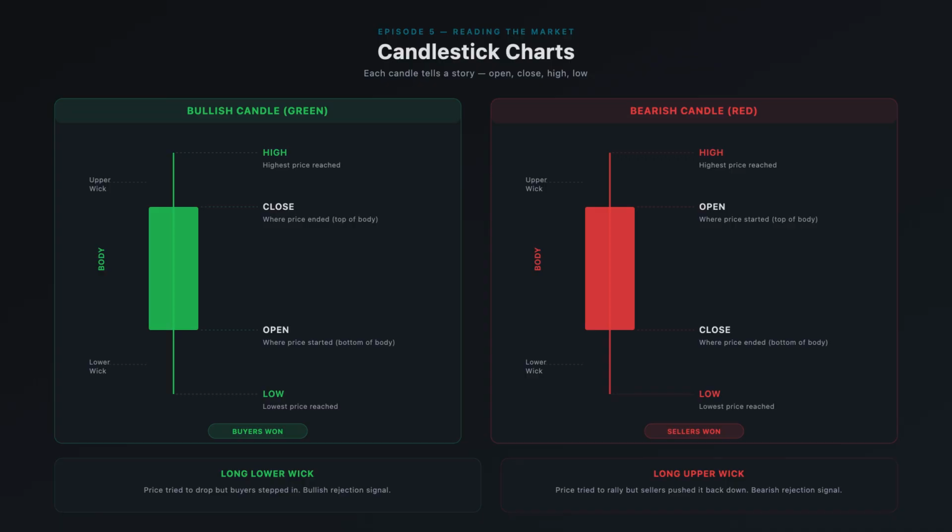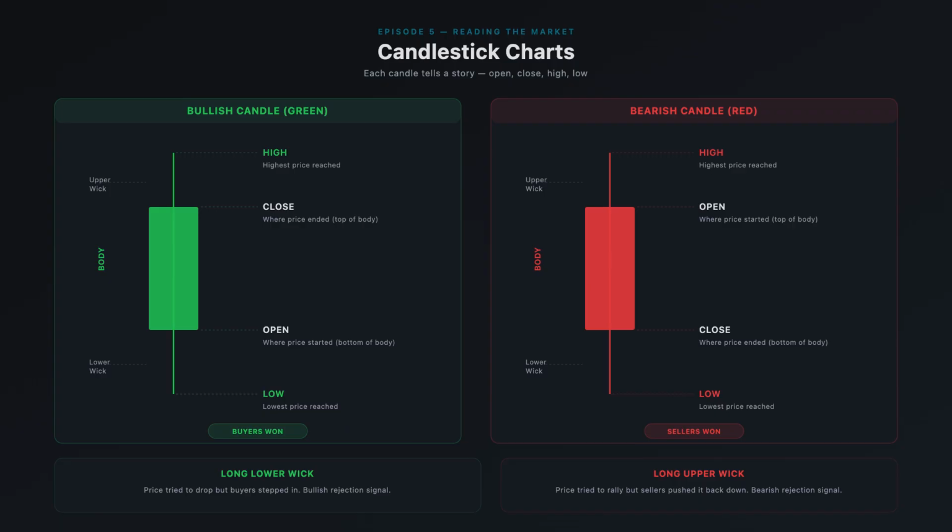The thick part of the candle is called the body. It shows you the range between open and close. The thin lines above and below are called wicks, sometimes called shadows. They show you the high and low. Here's the key. If the candle is green, the price closed higher than it opened. That's a bullish candle, buyers were in control. If the candle is red, the price closed lower than it opened. That's a bearish candle, sellers were in control.